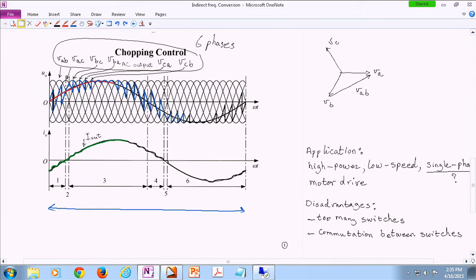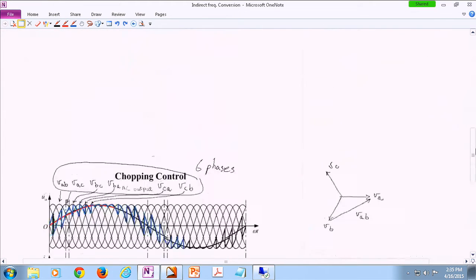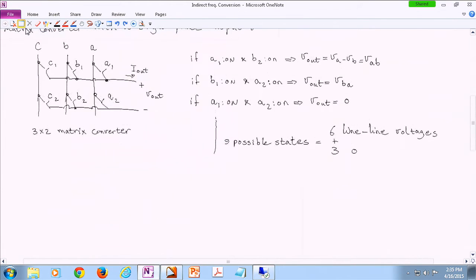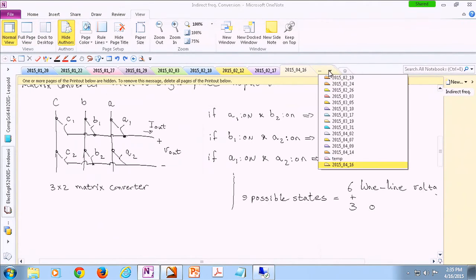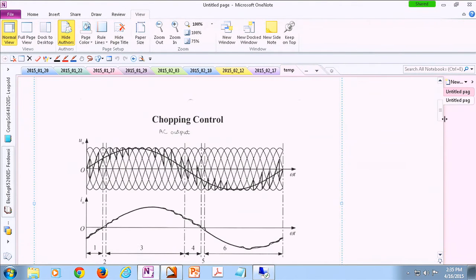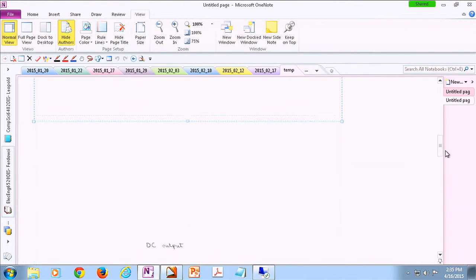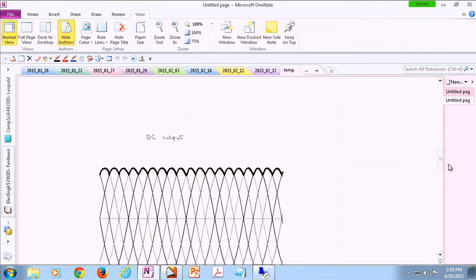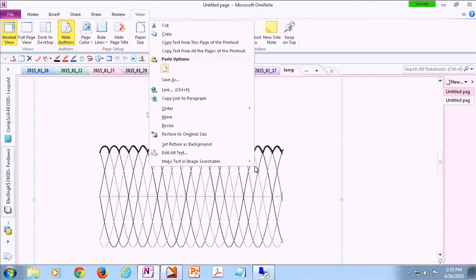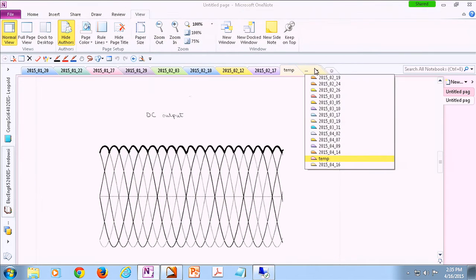So let me go to another page of the handout. One of the applications or advantages of these converters is that they are a little bit versatile, in the sense that you can use the same converter to give you an output voltage. Let's say all of a sudden you want the same converter to give you an output voltage for a particular application.